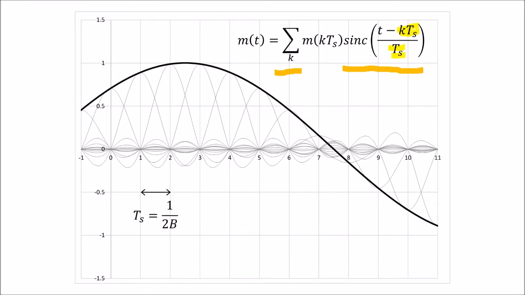Each of the sinc functions has a scale factor given by the value of the message signal at time k times t sub s. When we add these shifted and scaled sinc functions together, we reconstruct the original message signal. So the sampling frequency has been set equal to 2 times b. B is the bandwidth of the original message signal. So this is the illustration for ideal sampling at the Nyquist rate.